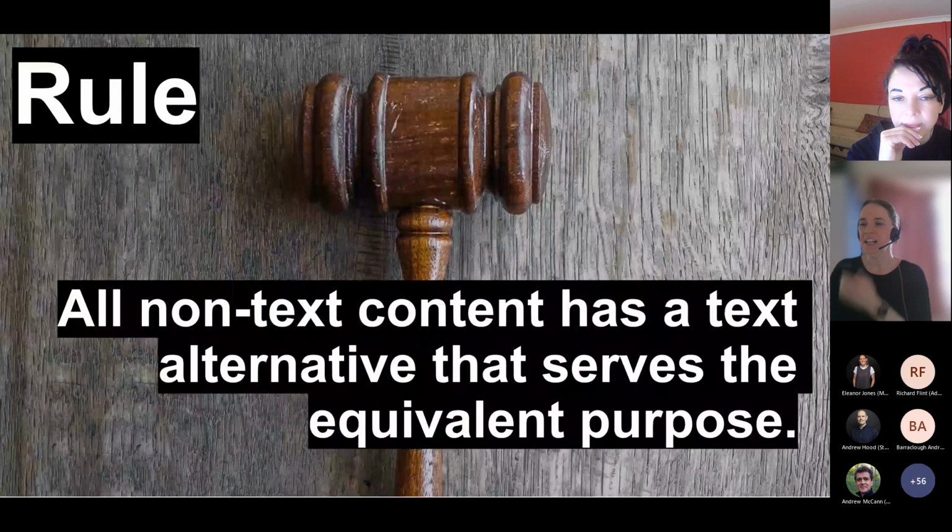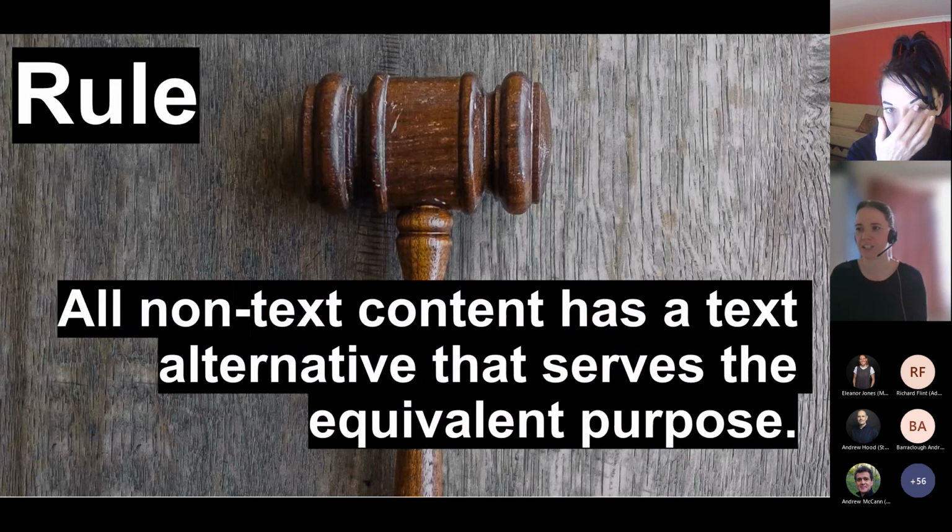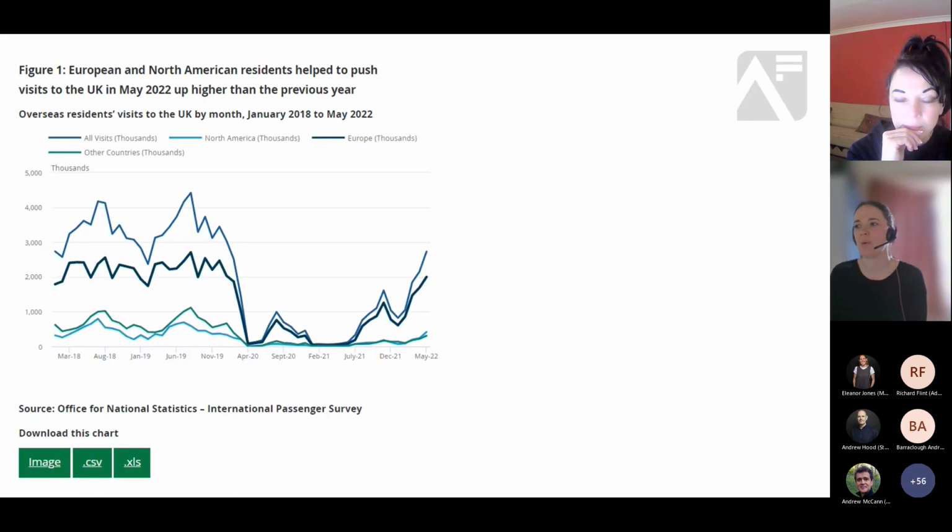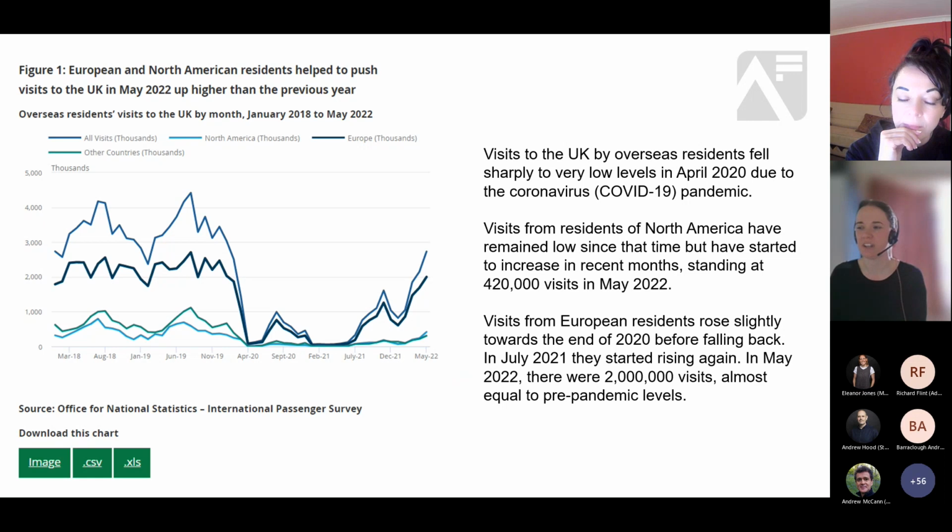Which is why, when we talked about how we can help, first of all, non-text content has a text alternative that serves the equivalent purpose. So it's that equivalent purpose thing that's important. And then secondly, it's about where to put it. So it's about writing it so it's descriptive, and it's about where to put it. So this is what I would suggest in terms of how to write it.